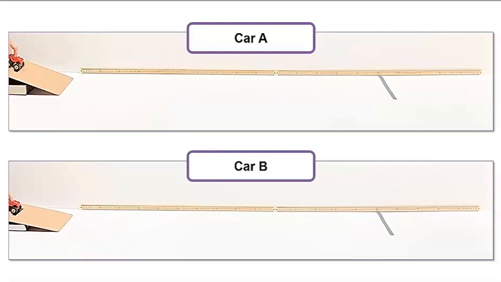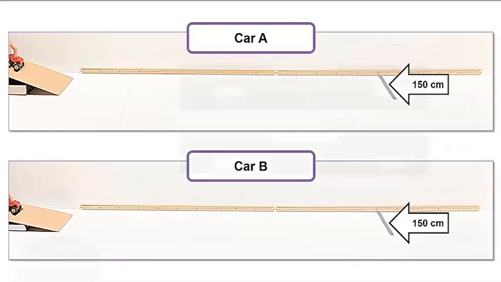We'll investigate speed in two different ways. Let's first observe the time needed for each toy car to travel 150 centimeters. We'll let go of the car so that it rolls down the ramp. We'll start the stopwatch when the car reaches the floor. I use the meter stick to measure 150 centimeters and I put a finish line there. We'll stop the stopwatch when the car reaches the finish line.